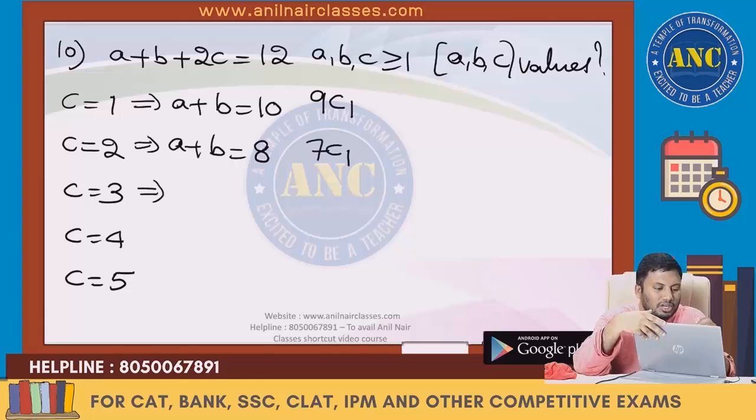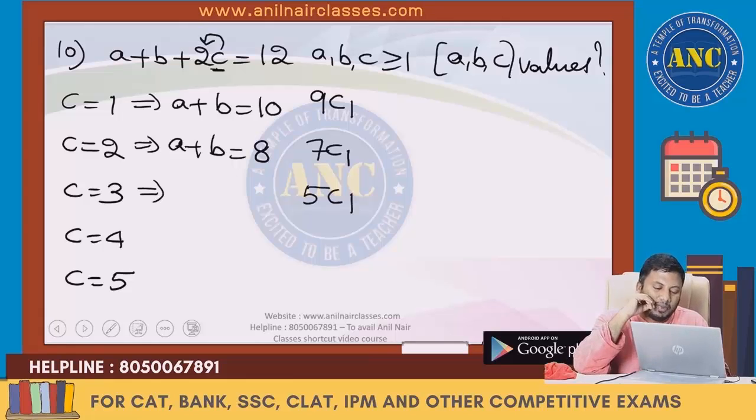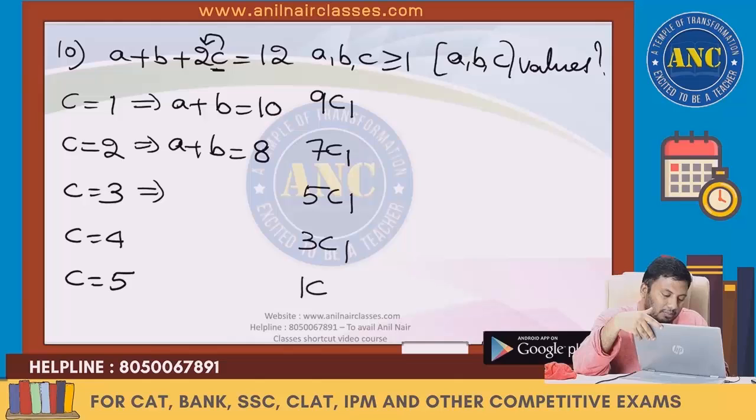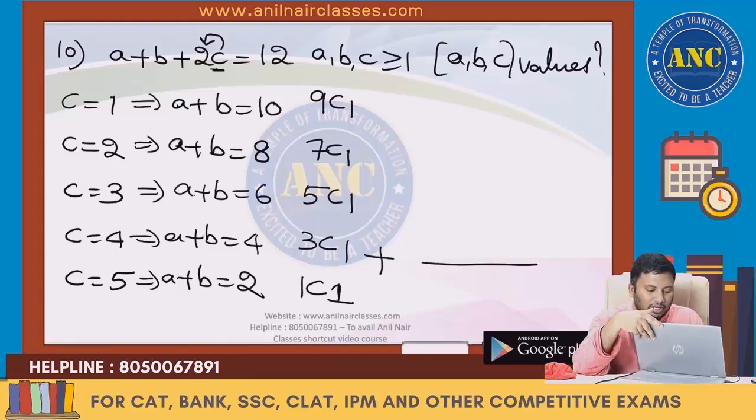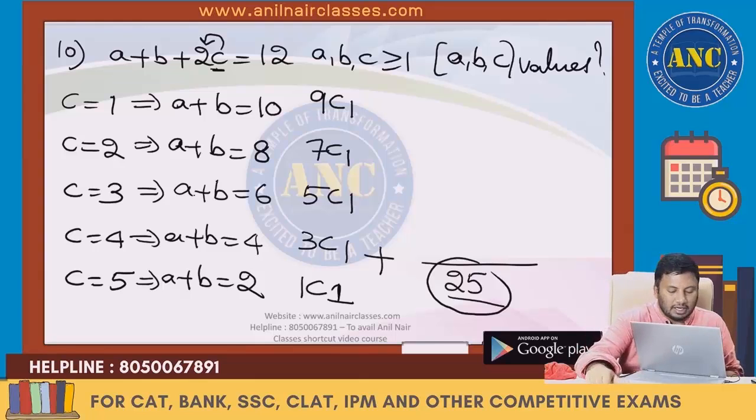What you can see here is the coefficient of C is 2, so every time there is a decrease of 2: 9C1, 7C1, 5C1, 3C1. Next it is 1C1, which is A plus B equal to 2. Then A plus B equal to 4, A plus B equal to 6. So add all the values. The sum is 1, 4, 9, 16, 25. How many values will A, B, C take? 25.